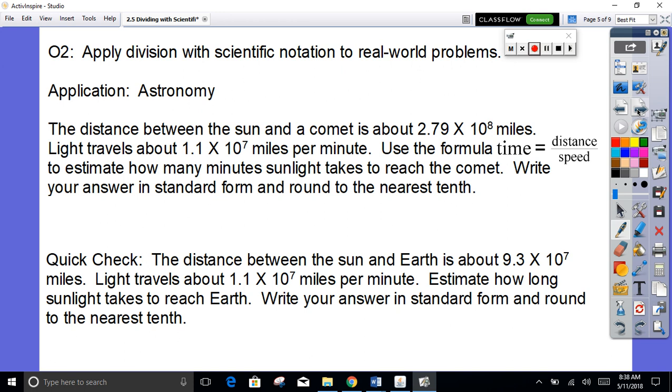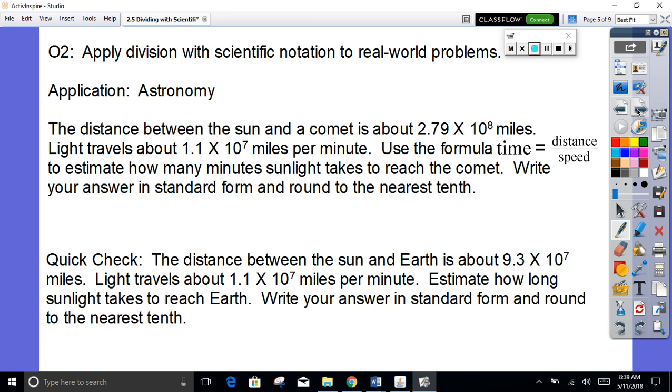All right, objective 2: apply division with scientific notation to real world problems. Our first application, in fact both of them, deal with astronomy, because often with astronomy you're talking about very, very large distances that you can't record easily using standard notation. The other times we might use scientific notation are when we're talking about really, really small things, like cells or atoms and distances between things inside the body.